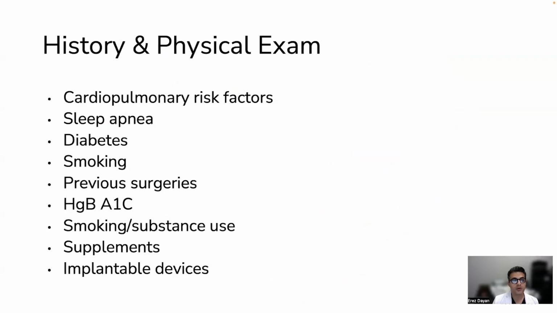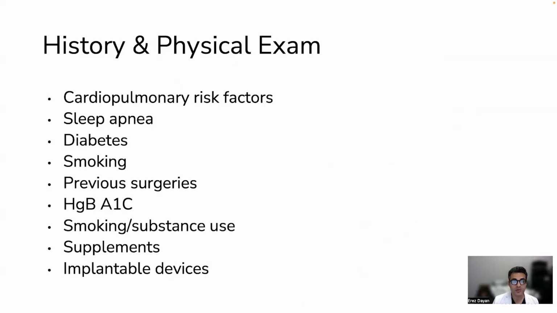So what are the other important components of the history and physical examination? First, we want to look at any kind of cardiopulmonary risk factors. We want to make sure they don't have sleep apnea. Diabetes is a very important indicator for healing. We do not operate on smokers. It increases the risk for wound healing complications as well as other complications.